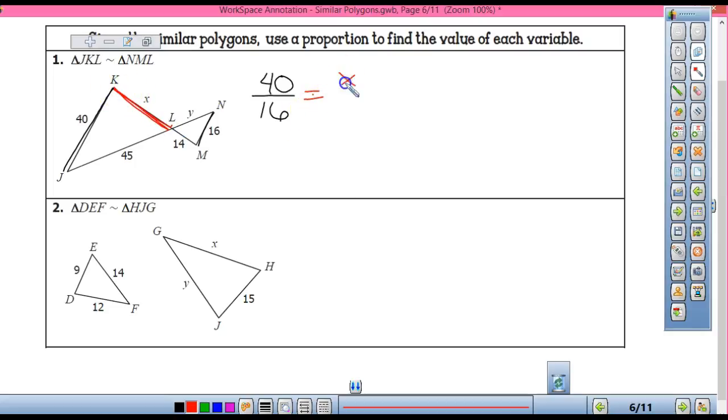KL is X over, KL goes with ML, yep, so 14. Now you have to solve this. Okay, so 40 times 14 is, what is it? 560 equals 16x. X is 35.